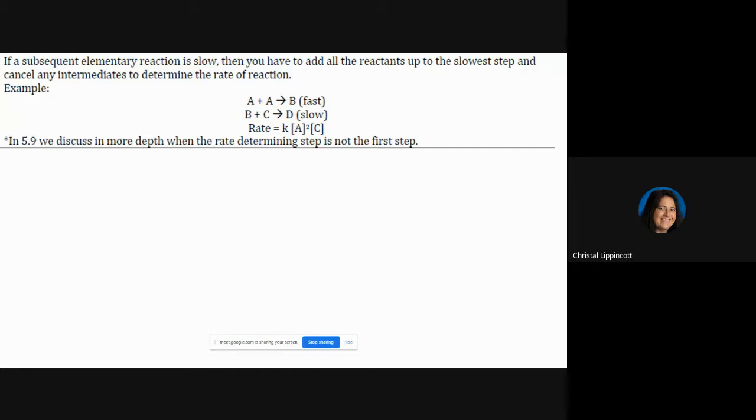But B is an intermediate. Do you see how B is an intermediate? So we can't put B in our rate law. We can't have that intermediate in our rate law. So we have to go back and see how B formed. B formed from 2 A's. So our rate law here would be those 2 A's to make this B, and then the C would come here. That makes sense?